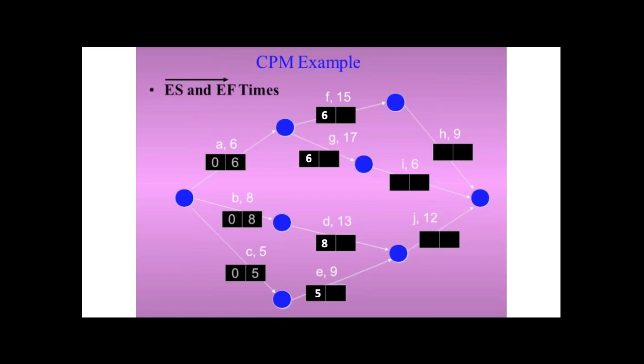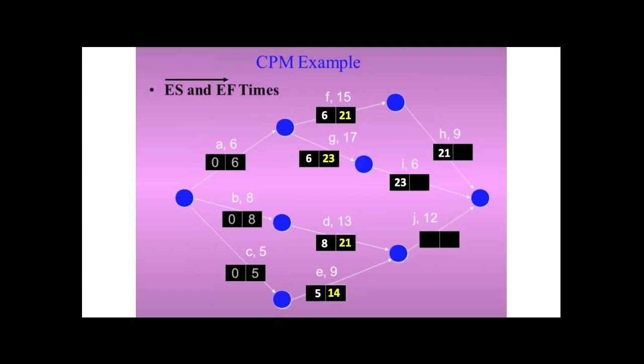Now to be able to get the EF, we just add 6 to the activity. So 6 plus 15, that is 21. Okay, and 6 plus 17, that is 23. 8 plus 13, that is 21. 5 plus 9, that is 14. Okay, so 21, which is the EF, will become the ES of the next activity. So we place there 21, and also here 23.